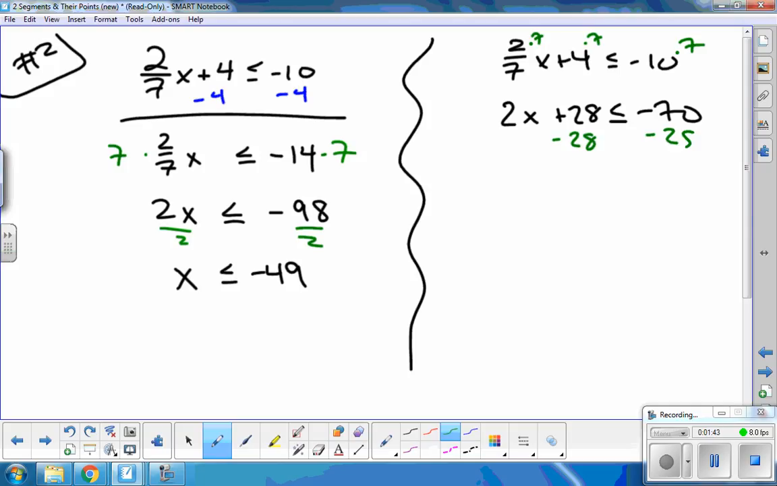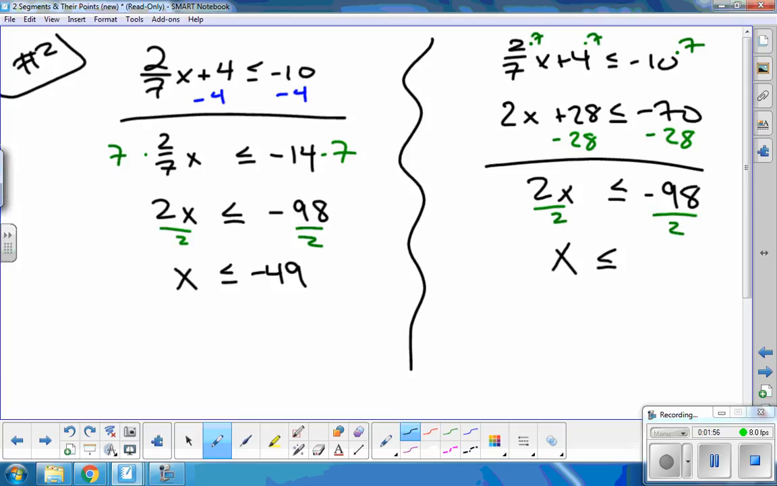Subtract 28. And I get 2x. No need to switch the sign because I subtracted. Divide by 2. No need to switch the sign because I divided by a positive.